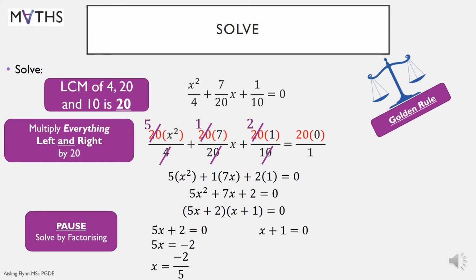Using the other factor, x plus 1 equals 0. Take 1 from both sides, you get x equals minus 1. And that's the second solution, or the second root of the equation. Okay, so really it's a lot of preparation work before you can solve your quadratic equation.